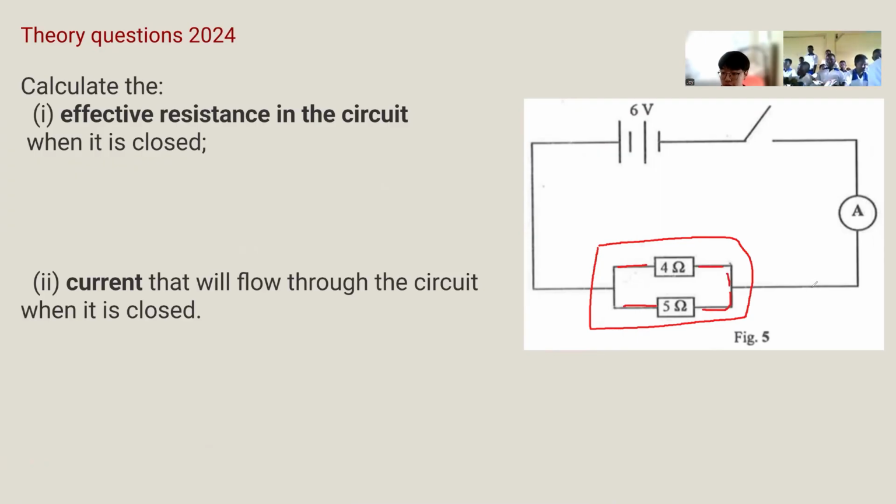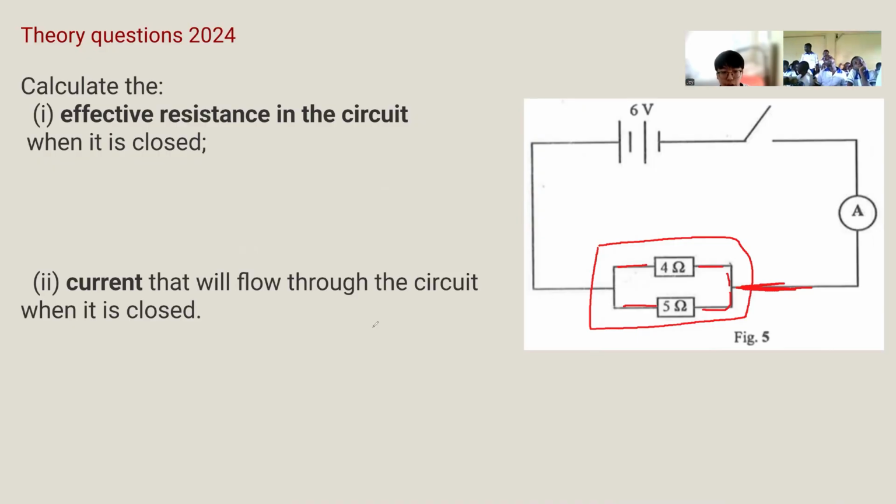There are two branches. If it was a series, then there would be one resistor here and another resistor here. That would be series. But this is parallel. This resistance is in parallel.